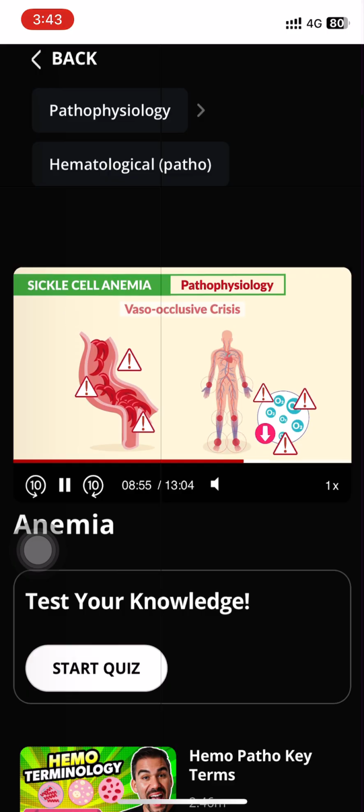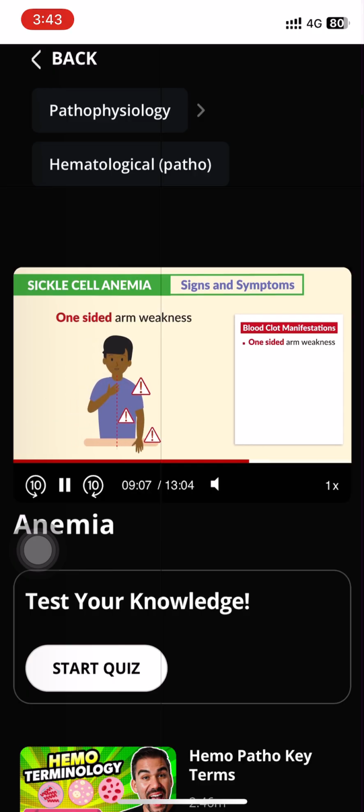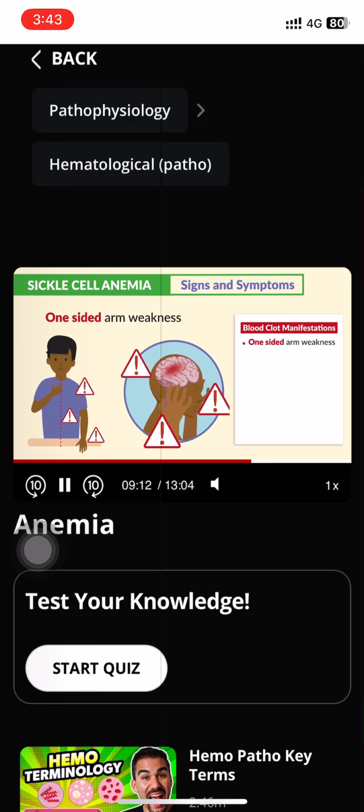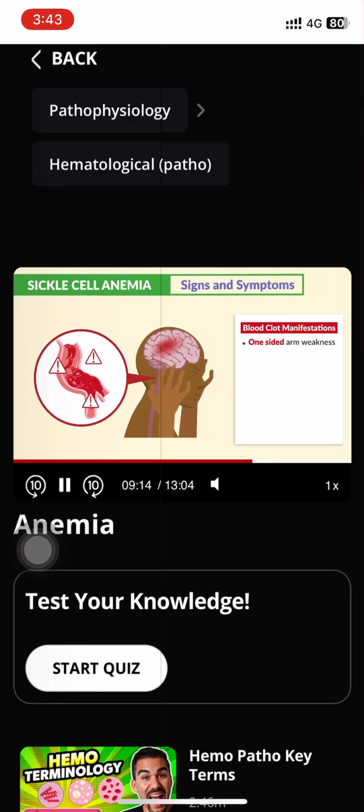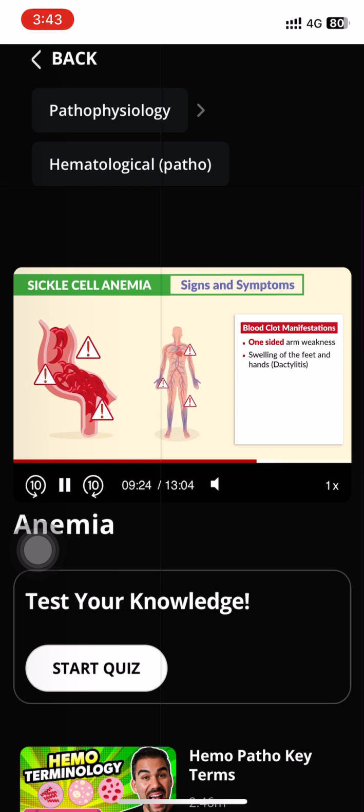Now, all of this is called a vaso-occlusive crisis. The more pain, the more occlusion of the vessels. So for signs and symptoms, during a crisis, it depends on the organ involved. If a client has one-sided arm weakness or unilateral weakness, then one should suspect a stroke, a complication of sickle cells getting stuck and blocking oxygen supply to the brain. Now, swelling of the feet and hands, known as dactylitis, is also common due to sickle cells blocking the blood supply to the extremities. This is often the first sign in infants with sickle cell disease.